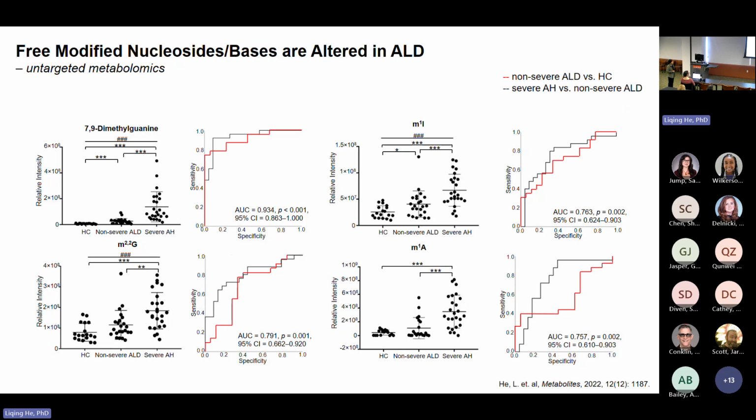ROC analysis also shows that all these 4 can differentiate non-severe ALD from severe AH. And these 2, 7,9-dimethylguanine and 1-methyl-inosine, can differentiate non-severe ALD from HC, the healthy controls. And you see, especially for 7,9-dimethylguanine, the AUC goes up to 0.9. It's pretty good.